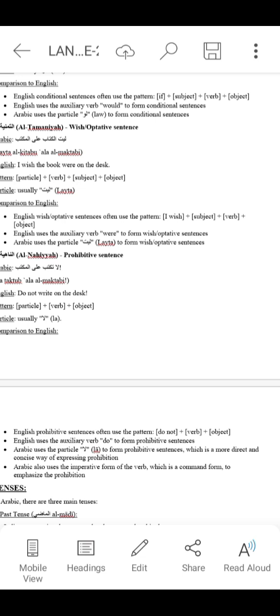If we see another example, la tashrabal ma, do not drink water. Then la tazhaba illa madrasa, don't go to school. So this is how the types of sentences are given in the Arabic language.